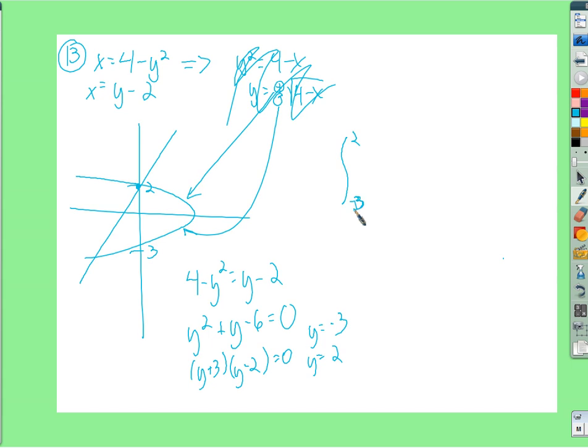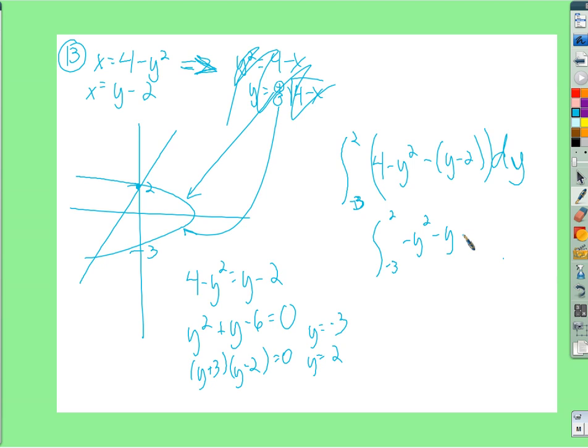Okay, so the integral from negative 3 to 2 of what? Which function comes first in the subtraction? This top function is first? Yeah. So this top function, 4 minus y squared, is the one that's always to the right, always a greater value, the value being the x value. Minus the other function, y minus 2. Distribute that negative through the whole function. So let's combine terms: negative y squared minus y plus 6.